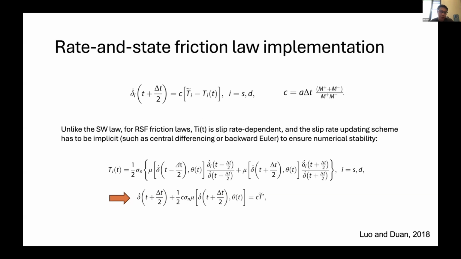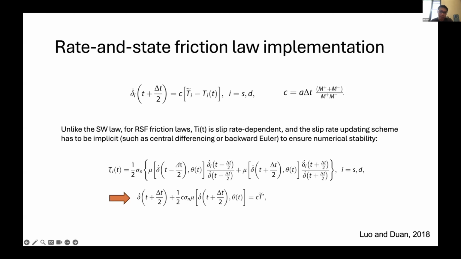Quite a lot of papers have talked about this, but back when I just started this project, it took me a while to understand why. It's all about numerical stability. So basically, we will need at least backward Euler or a central differencing scheme that's actually implicit. That means the traction should be related to the new slip rate as well as the old slip rate.